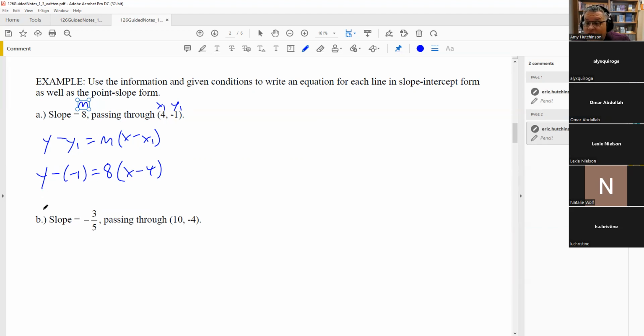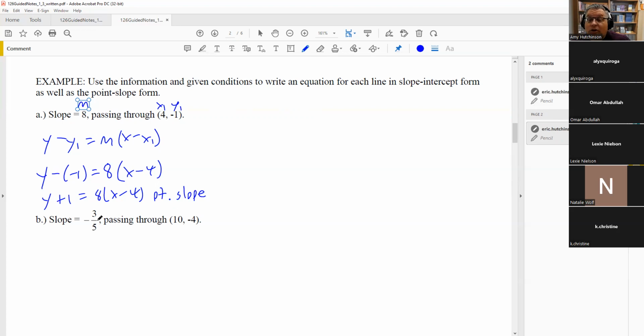Now, if I simplify this, I get y plus 1, and I'm just going to leave this alone as is. That's the point slope formula, so that would be the first answer they're looking for. They want you to find the point slope form. That's it. Y plus 1 equals 8 times x minus 4. That is the point slope form.